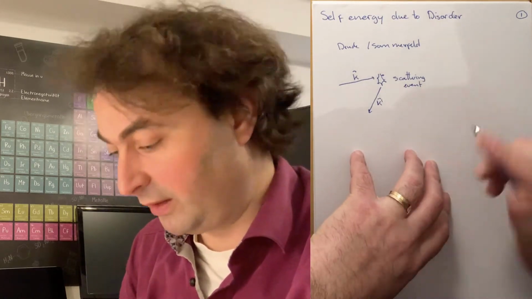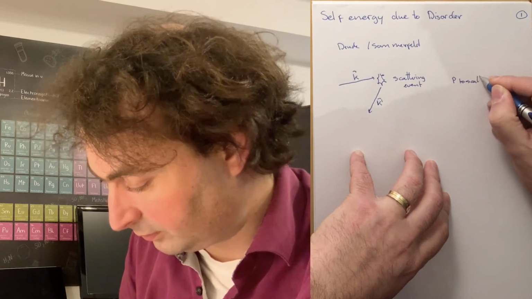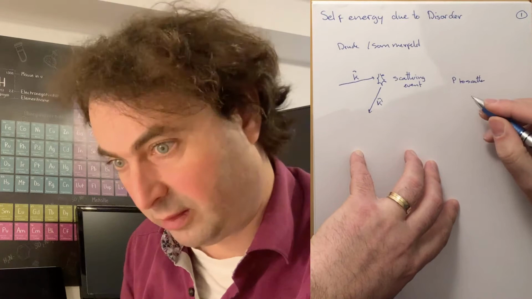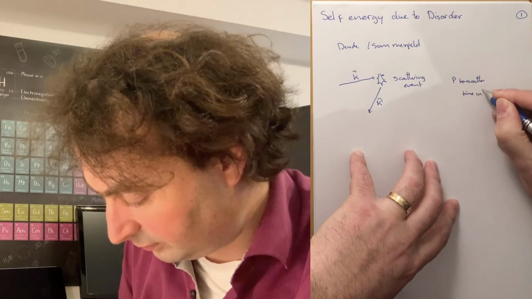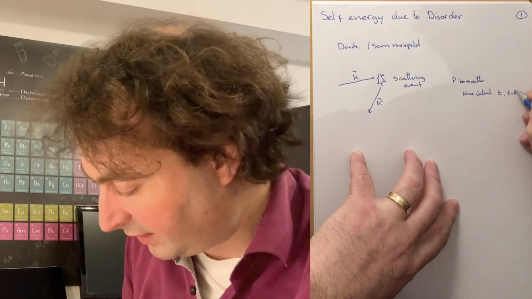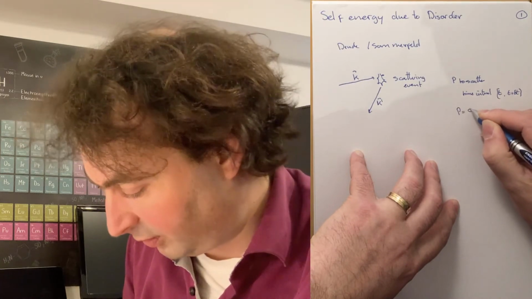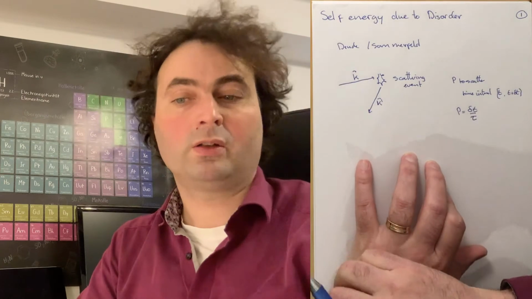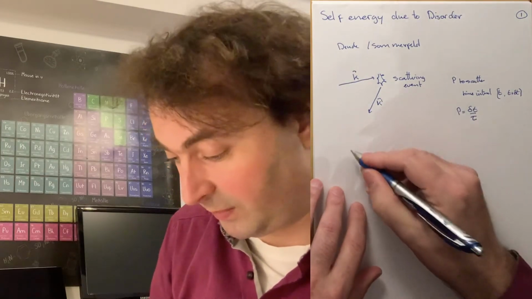And the probability to scatter, P to scatter, was given such that in a time interval t to t plus delta t, the probability is equal to delta t divided by tau. So that tau is an average time between two scattering events.